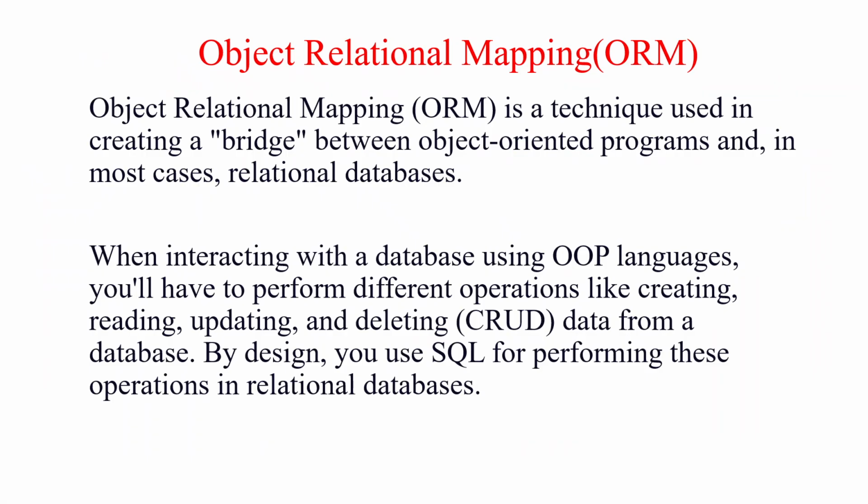So, what is Object Relational Mapping? Object Relational Mapping (ORM) is a technique used in creating a bridge between object-oriented programming and, in most cases, relational databases. When interacting with a database using an OOP language, you will have to perform different operations like creating, reading, updating, and deleting. In short form, we can say CRUD data from a database, but by design you use SQL for performing these operations in relational databases.